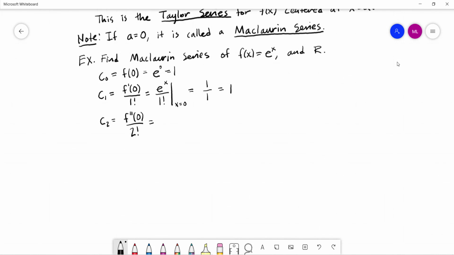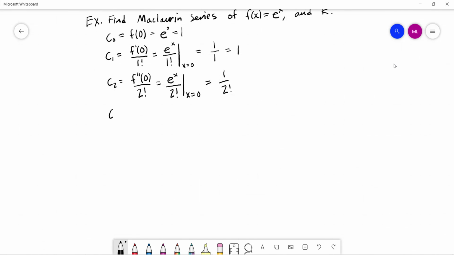So for this coefficient, what is the second derivative of e to the x? Well, that is also e to the x. And we're now dividing that by 2 factorial and evaluating the whole thing at x equals 0. And so I'll get a 1 in the numerator, and I will get a 2 in the denominator. It's just 1/2, or we can keep it as 2 factorial. Let's find C3. It's going to be f triple prime of 0 over 3 factorial, and the third derivative is still going to be e to the x. We're evaluating the whole thing at x equals 0. We're still going to get 1 in the numerator, but now we have 3 factorial in the denominator.